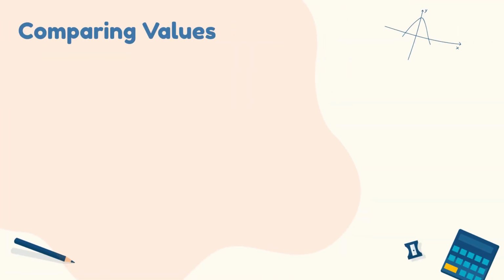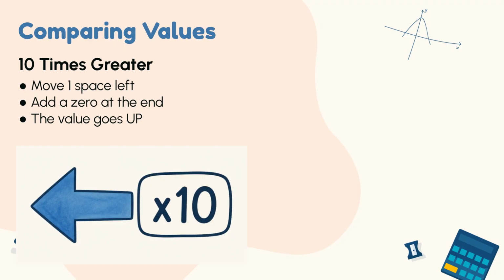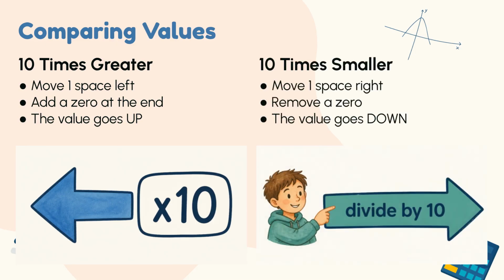Let's review comparing values. 10 times greater means moving one space left, adding a 0, and the value goes up. 10 times smaller means moving one space right, removing a 0, and the value goes down.